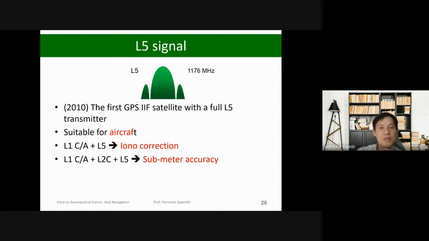L5 is also very important. The shape is different from L2C, and it's suitable for aircraft. If you use L1CA plus L5, you can get iono correction, because you need only two frequencies to get iono correction. And if you use three frequencies together, L1, L2C, and L5, then we can get errors below 1 meter.